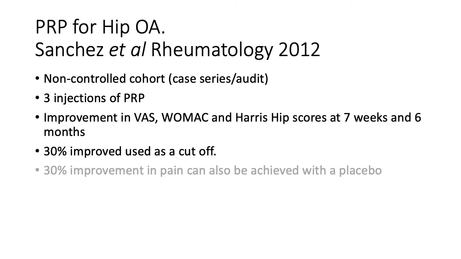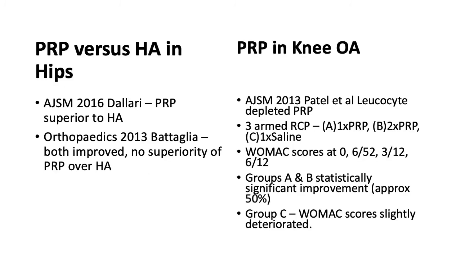Again, further somewhat older studies looking at PRP in hip osteoarthritis. This was an early study that showed some evidence of effect. But the data in hips is never as good as it is in knee osteoarthritis.